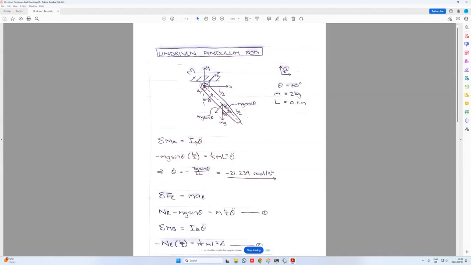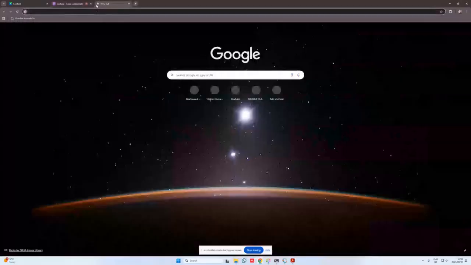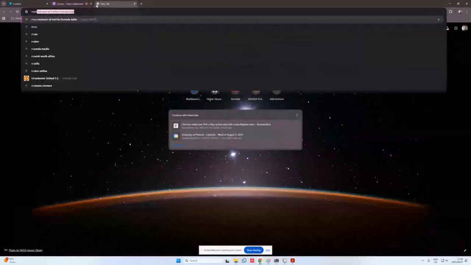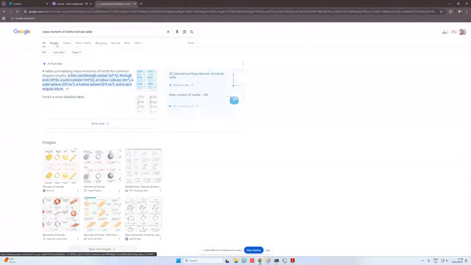For the right-hand side, I've now expanded my mass moment of inertia as 1 over 3 ml squared, and then I just multiply by the angular acceleration of the body, which is theta double dot. So how did I get this mass moment of inertia? Well, if you do a quick Google search, you can have a look at the mass moment of inertia formula tables that you have at your disposal.